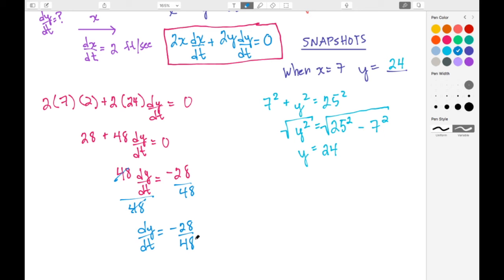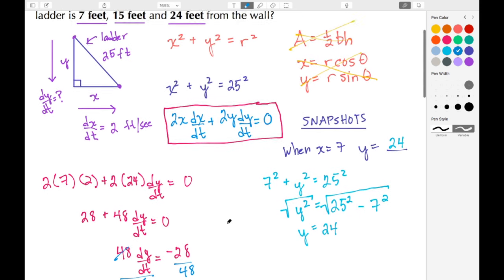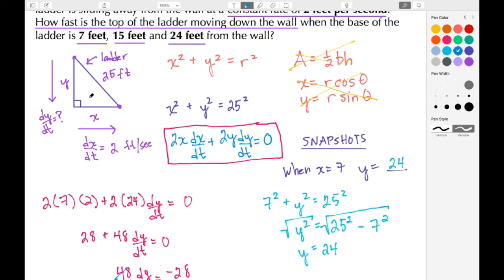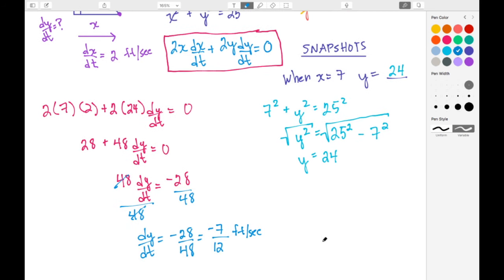At this point, I can divide everything by 4. Negative 28 divided by 4 leaves me with negative 7, and 48 divided by 4 leaves me with 12. Here I left off the units, but this is actually going to be feet per second. So here we see that dy/dt, or the change in y, at the moment that the bottom of the ladder is 7 feet from the wall, the top of the ladder is falling at negative 7/12 feet per second. All right, we're going to use the same information to continue on.